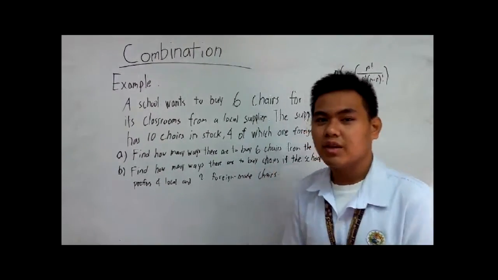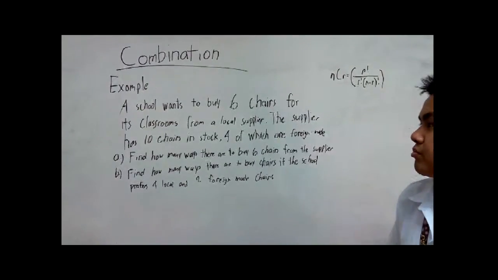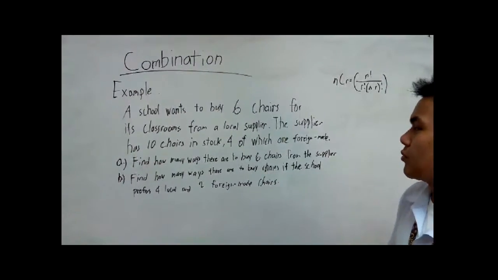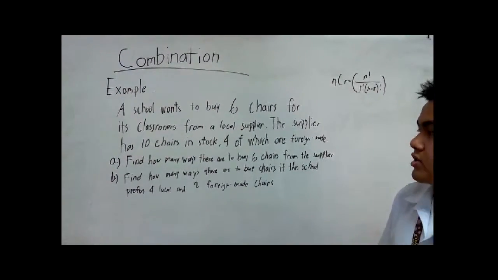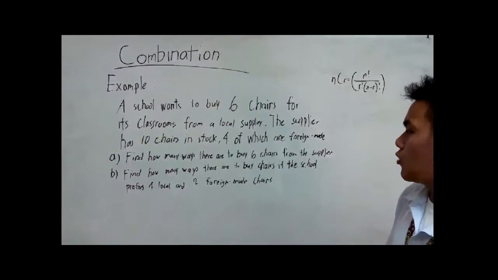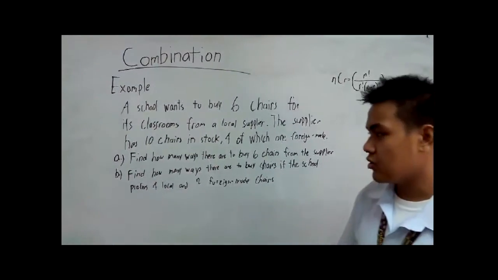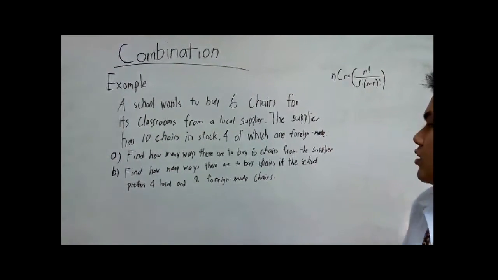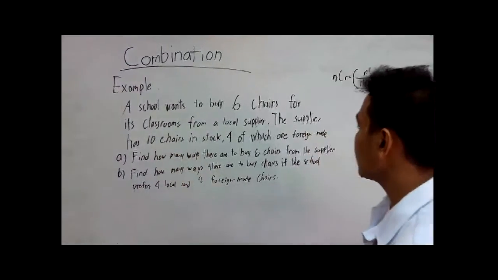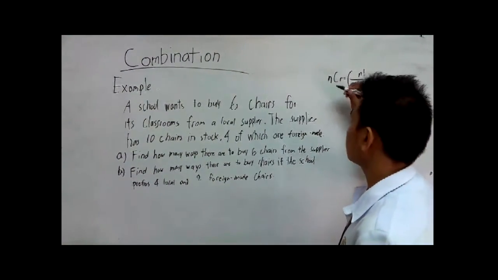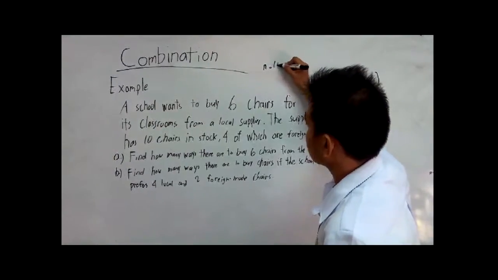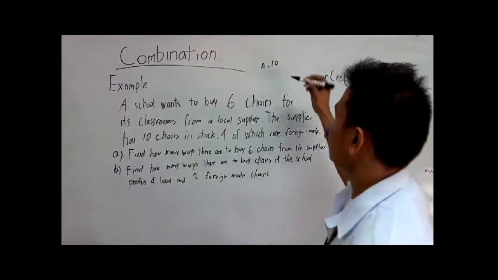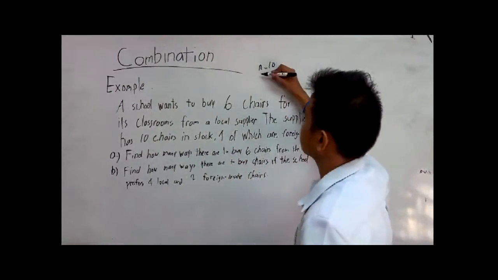Good day everybody. Today I will be giving an example for combination. Example: a school wants to buy 6 chairs for its classroom from a local supplier. The supplier has 10 chairs in stock, 4 of which are foreign made. Question: find how many ways there are to buy 6 chairs from the supplier. We can see that our total number of chairs is 10, and the school wants to buy 6, so our r will be 6.